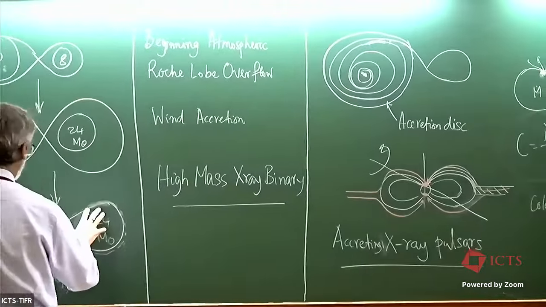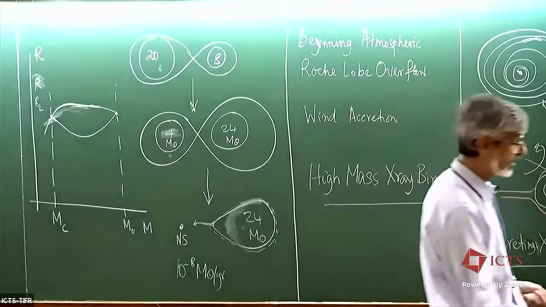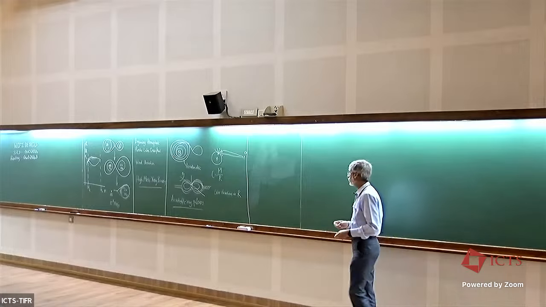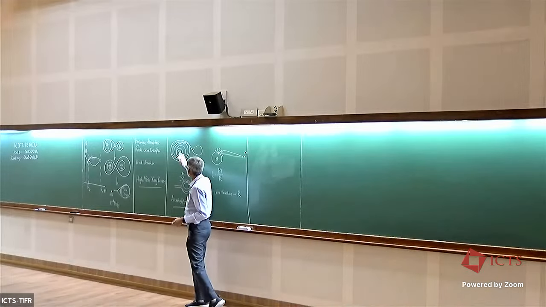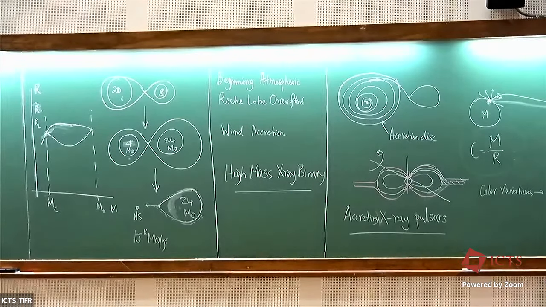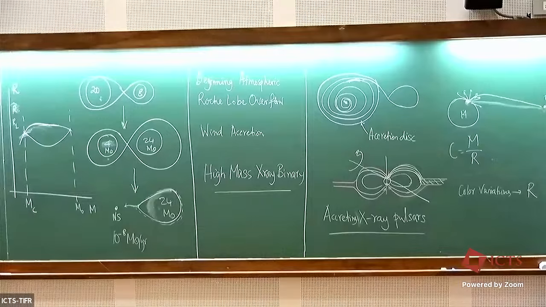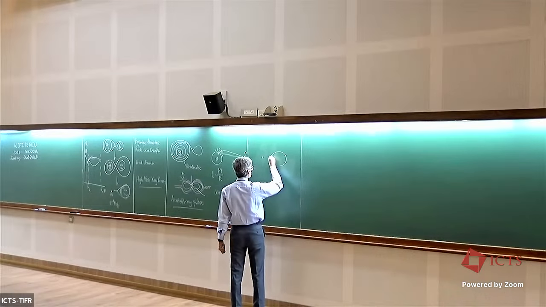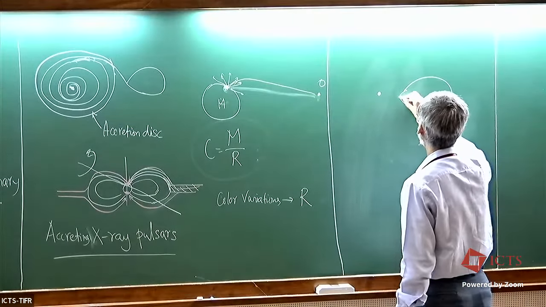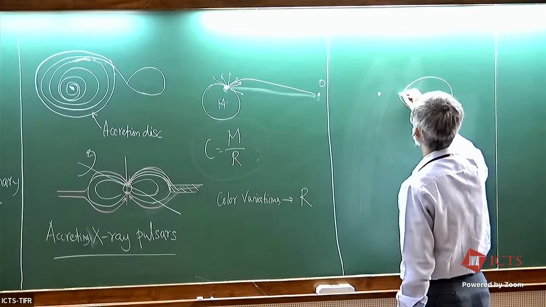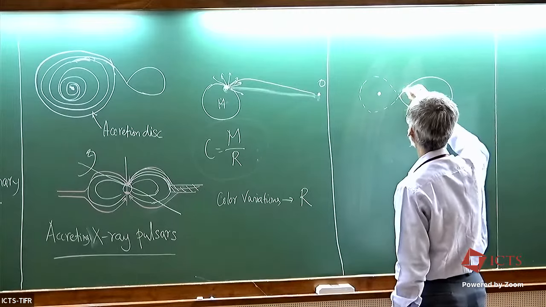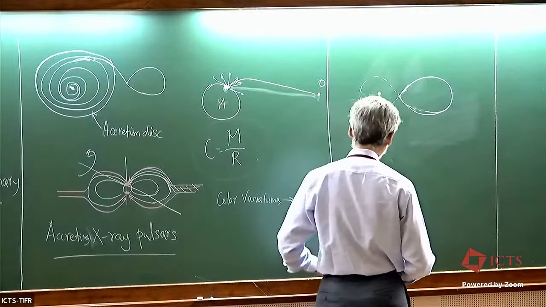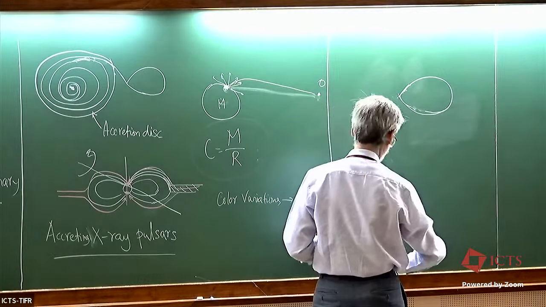When this massive star actually fills its Roche-Lobe, the mass transfer rate will be very high, which will much exceed the Eddington rate of the neutron star. Now you see that the neutron star is here and the donor star is there. This is the Roche lobe, which is actually much smaller around the neutron star. Drawing it, not to scale, the neutron star is over here.